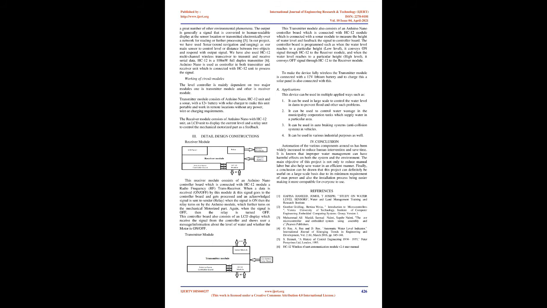In conclusion, automation of the various components around us has widely increased to reduce human intervention and save time. It is known that improper water management can have harmful effects on both the system and the environment. The main objective of this project is not only to reduce manual labor but also to help save water in an efficient manner. Finally, a conclusion can be drawn that this project can definitely be useful on a large-scale basis due to its minimum requirement of manpower and also the installation process being easier, making it more compatible for everyone to use.